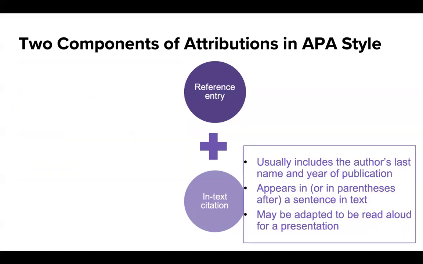Component number 2 is our in-text citation, which usually consists in APA of the author's last name and the year of publication. It appears in or in parentheses after a sentence in your text, and if you're doing a presentation, you can adapt that citation to read it aloud.